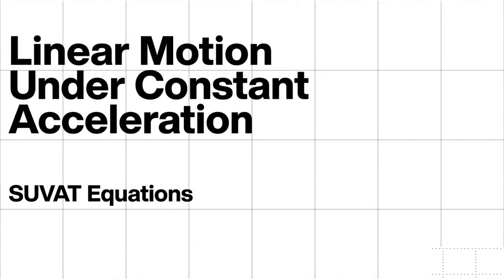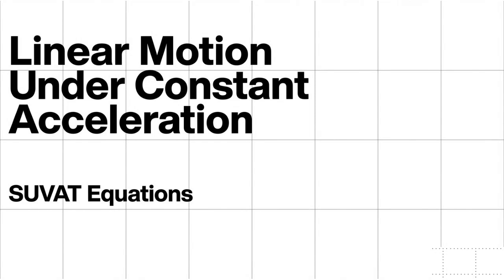We're going to explore linear motion under constant acceleration, focusing on the SUVAT equations. These equations are key tools in physics for describing how objects move when they accelerate at a steady rate. We'll break down each part step by step to understand how displacement, velocity, acceleration, and time relate to each other in straight-line motion. This will provide a solid foundation for solving a variety of problems related to motion.